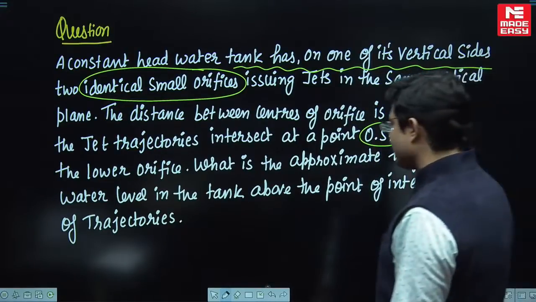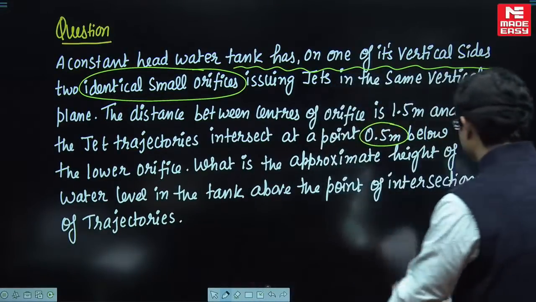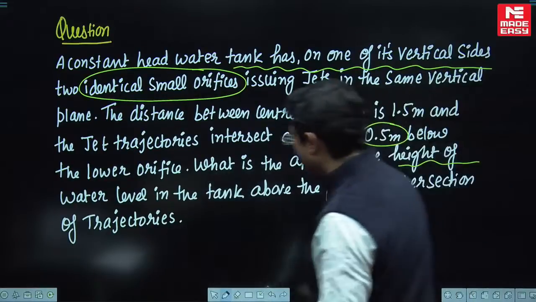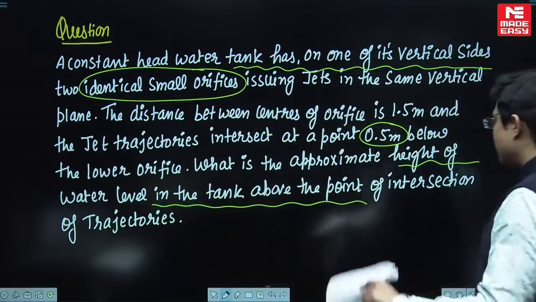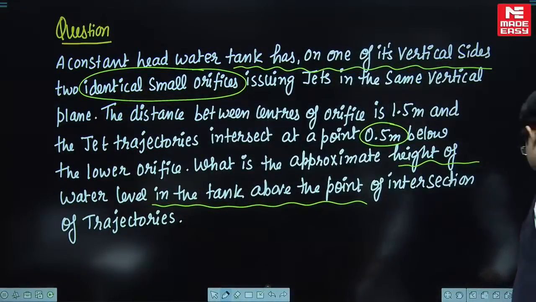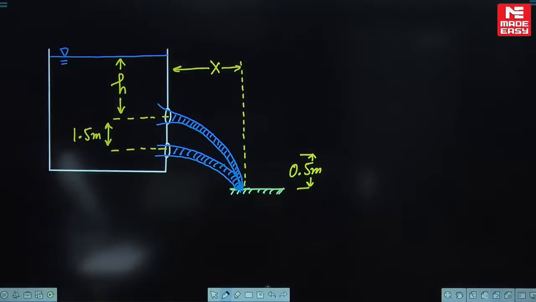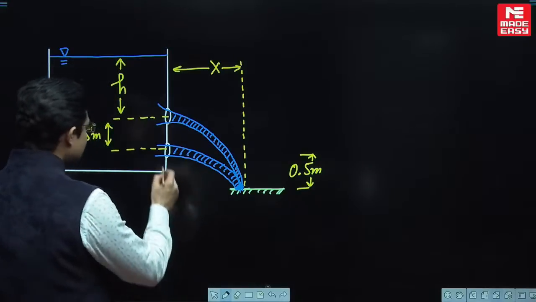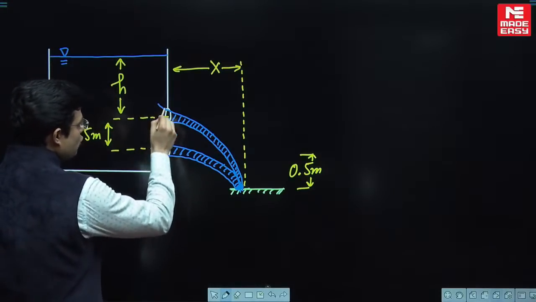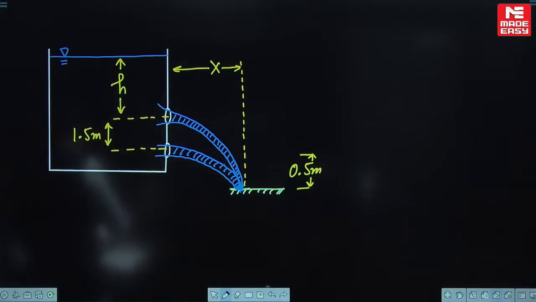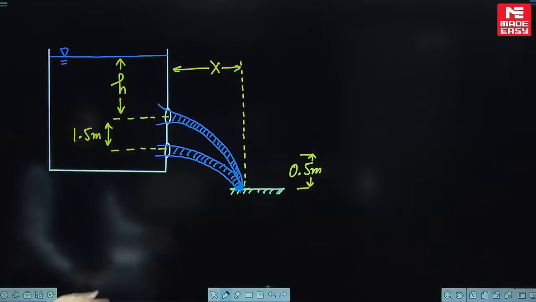The question asks what is the approximate height of the water level in the tank above the point of intersection of trajectories. This is your diagram. If you are not able to read the question, kindly concentrate on the diagram. See, there are two orifices, my dear students.